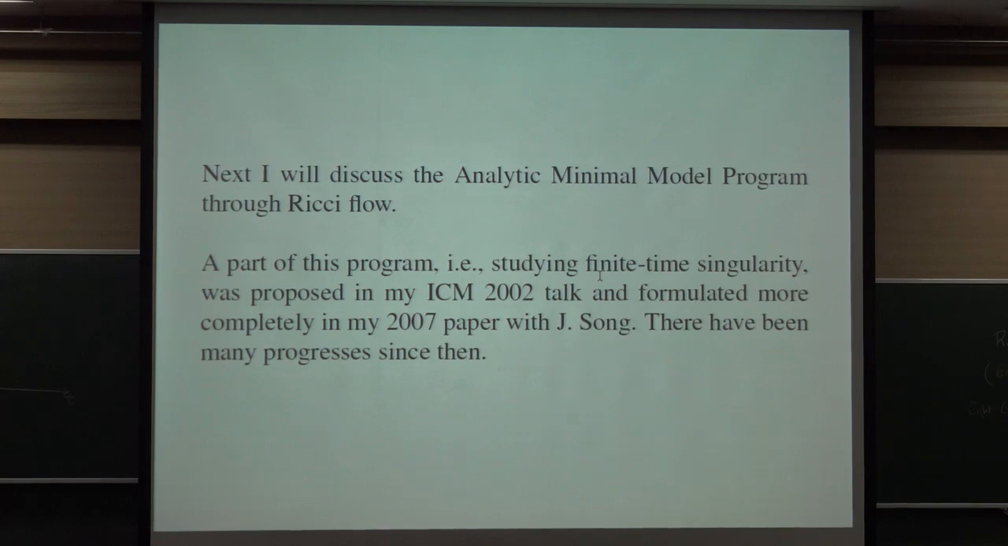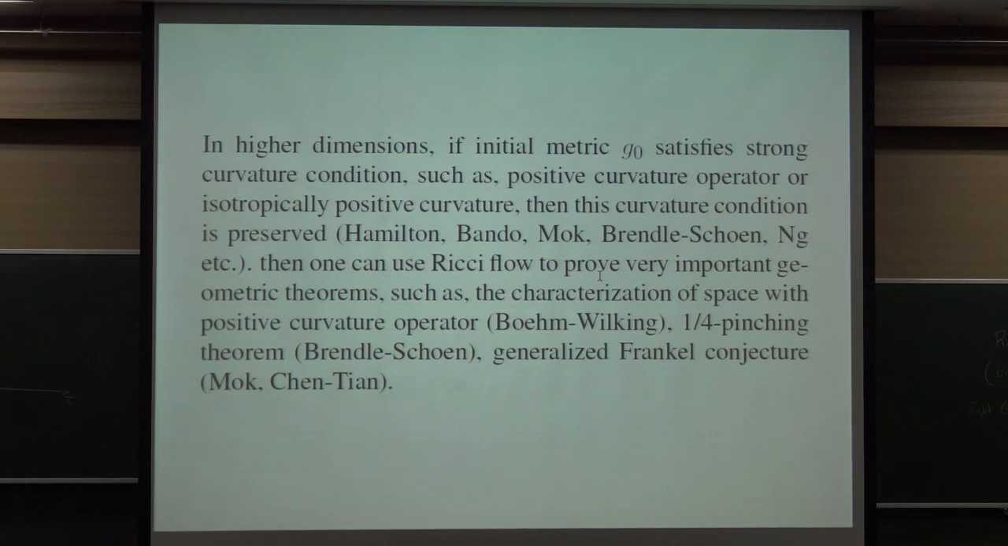So in high dimensions, if the initial metric g_0 satisfies strong curvature conditions, such as a positive curvature operator or isotropically positive curvature, then this curvature condition is preserved. There are many works, like positive curvature operator by Hamilton and Böhm–Wilking, Bando and Mok for the bisectional curvature case in the Kähler case, and Brendle and Schoen a few years ago proved the quarter pinching theorem. That's called the isotropic positive curvature case, and so on.